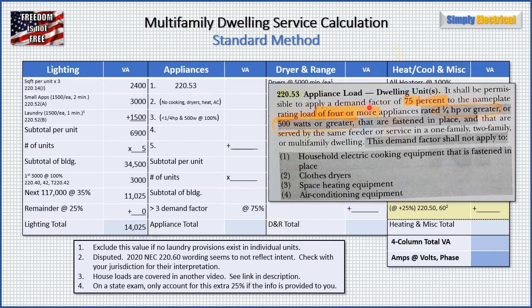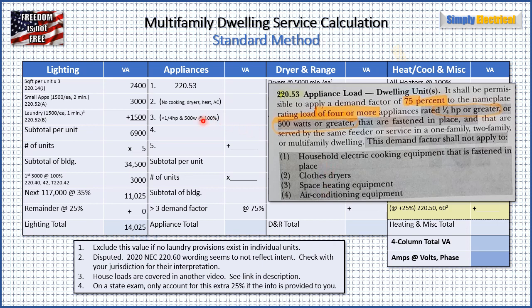It shall be permissible to apply a demand factor of 75% to the nameplate rating load of 4 or more appliances rated 1/4 horsepower or greater, or 500 watts or greater, that are fastened in place and that are served by the same feeder or service in a 1-family, 2-family, or multifamily dwelling. This demand factor shall not apply to household electric cooking equipment that is fastened in place, clothes dryers, space heating equipment, and air conditioning equipment. So these are normally thought of as appliances, and they are, but in this case, they are not included in this load because all 4 of these have their own special treatment, as we'll see in just a moment.